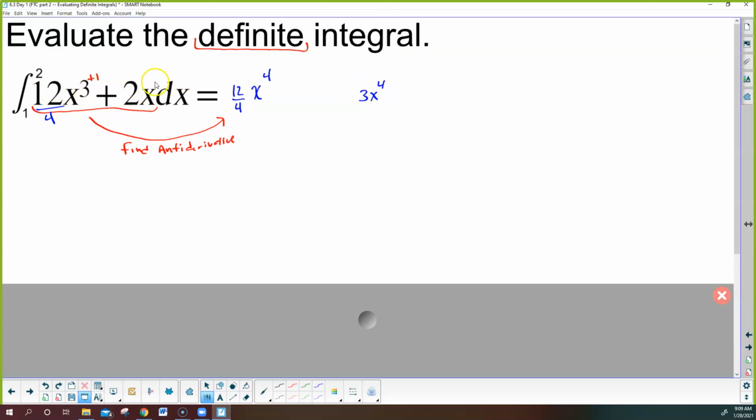Well, right here, we have to do the same thing. This is 2x, so I have to add 1 to the exponent. Since there's already a 1 there, this would be 2x squared, and then I'm putting a 2 up top. If I put a 2 up top, I have to compensate for that 2. So I'm going to put a 2 on the bottom as well.